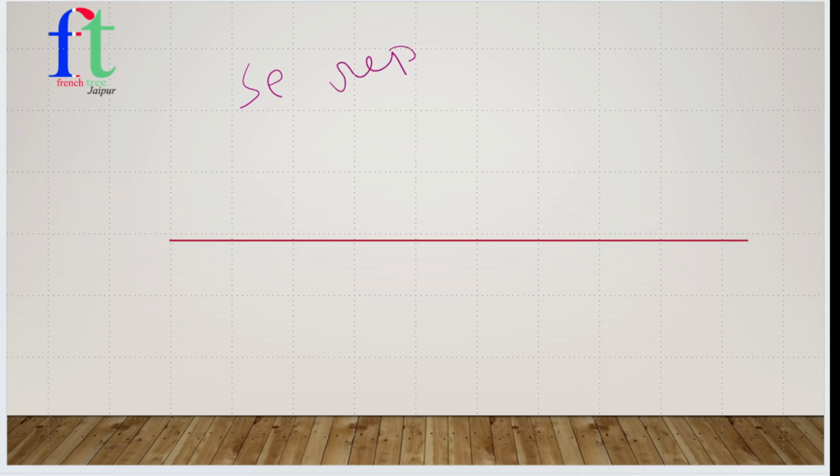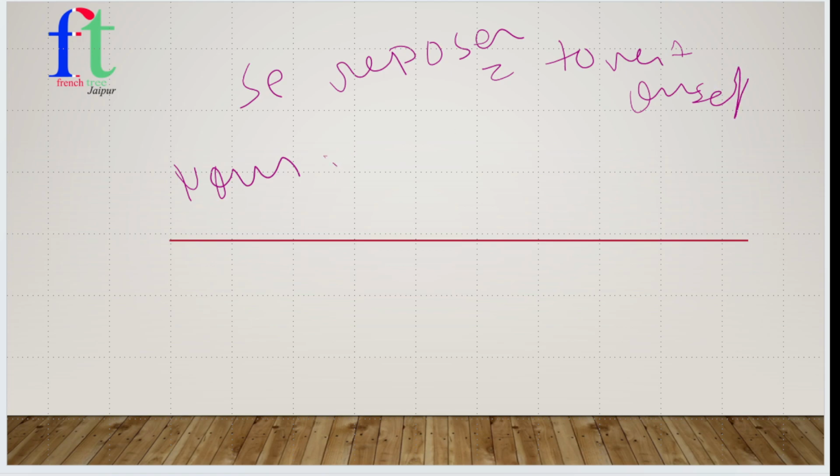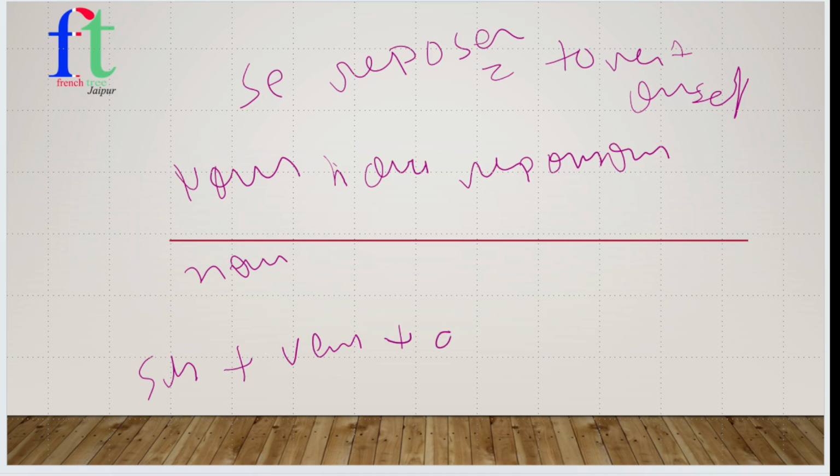Se reposer. My subject is, for example, nous. Just make out this sense: se reposer means to rest oneself. I want to say we just rested ourselves. Nous nous reposons is present tense. Always keep reminding yourself of the rule: you have to use the subject, then venir, then de, and then the verb.